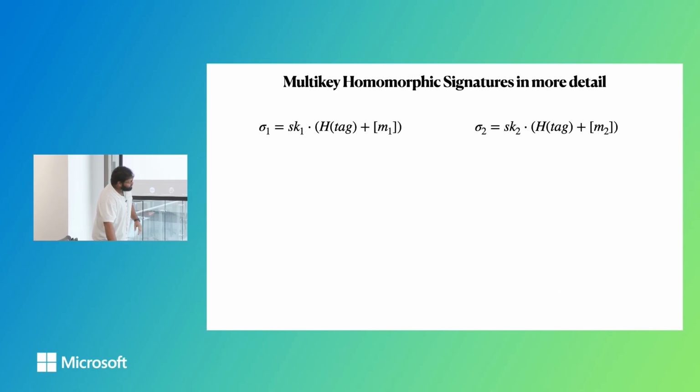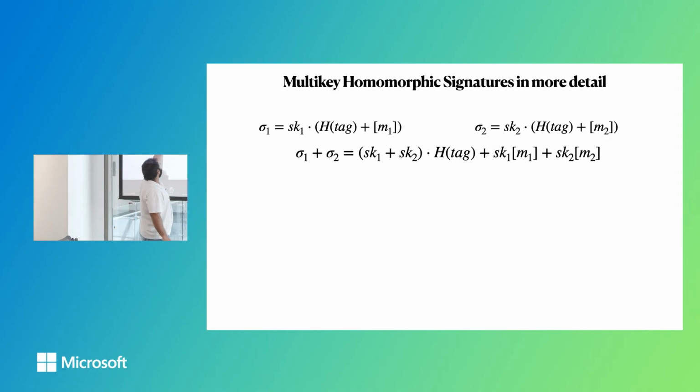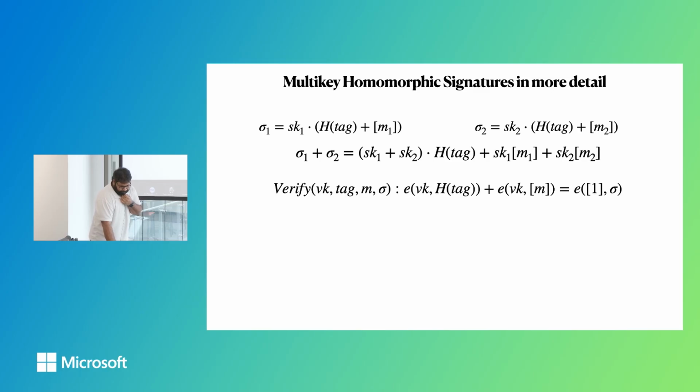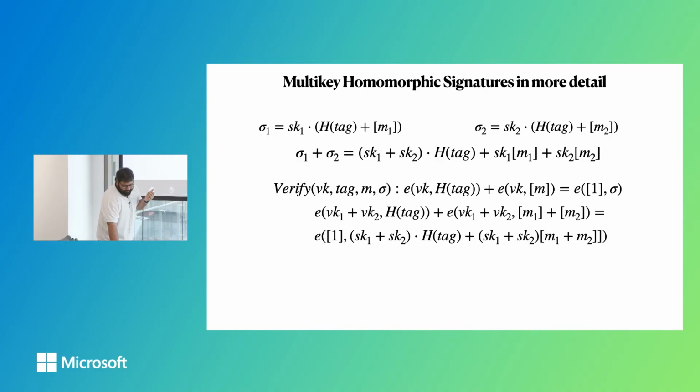Okay, so in just some more detail, let's take two signatures which are of the same shape that I showed you in the previous slide. If I add them, I get SK1 plus SK2 times the hash of the tag, plus SK1 M1 plus SK2 M2, right? And I showed you in the previous slide that this was the verification for a single signature. Now let's see if it works for an aggregated signature, for the sum of two verification keys and the sum of two messages here.